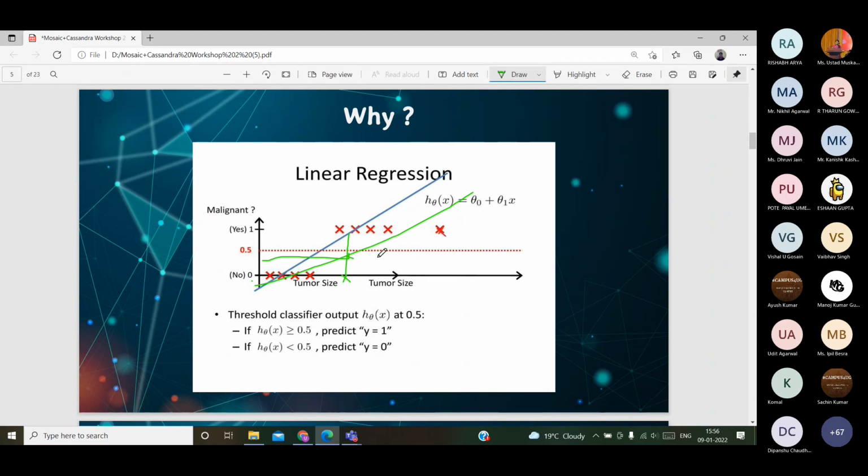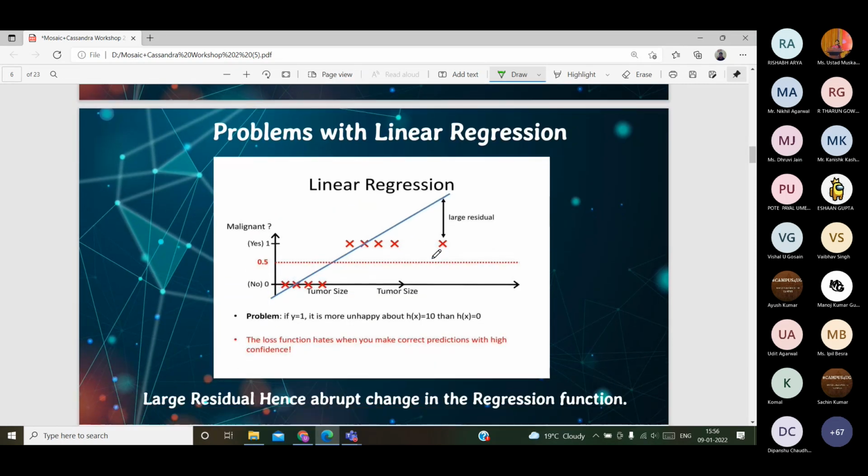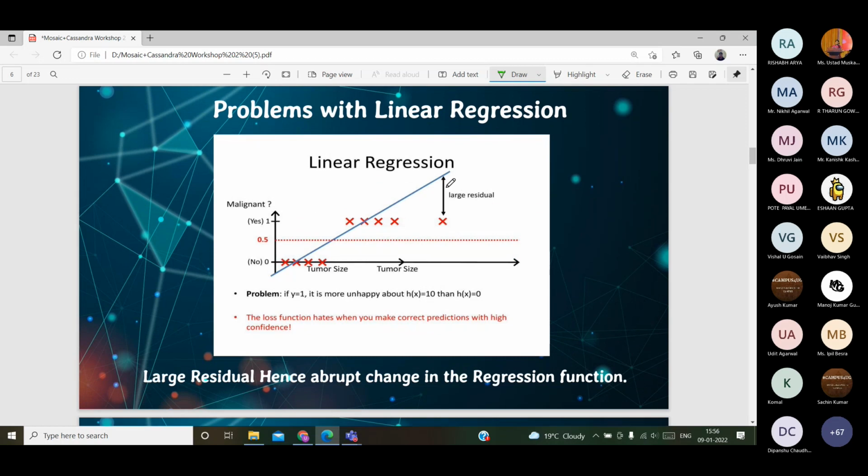So this is a serious problem with linear regression. It basically alters the whole data set. What was showing 1 previously now shows 0. As you can see, there is a large residual, hence an abrupt change in the regression function. The function will change abruptly, like the line will change to here. It will not remain the same, so all the inputs and outputs will alter. This is one of the major problems with linear regression.